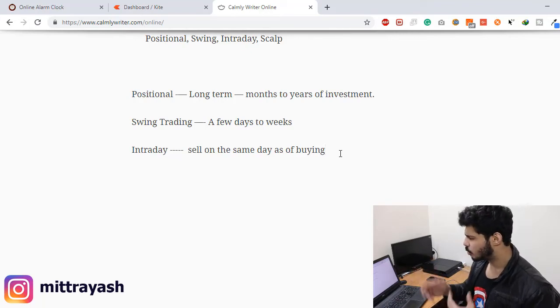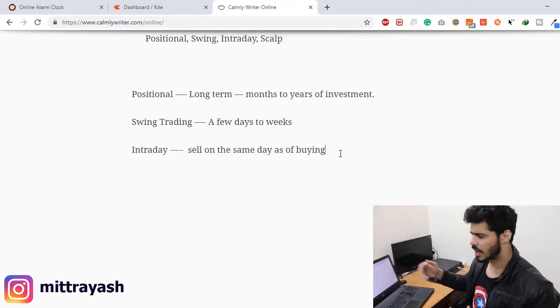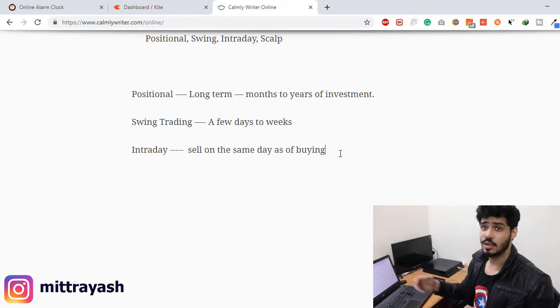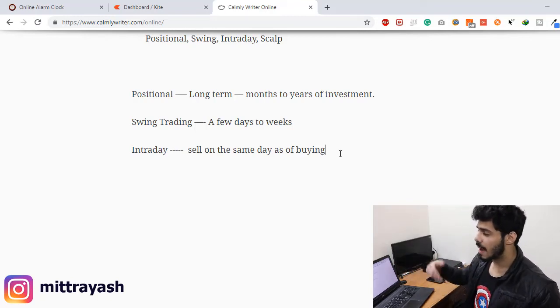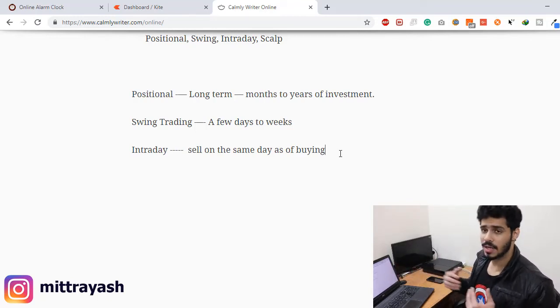And why is that? Why don't people convert intraday to swing trading? Why can't they do that? Exactly because of leverage. You have to commit to giving back the amount of money that the broker has given you, and you have to give it back before the market closes for the day.